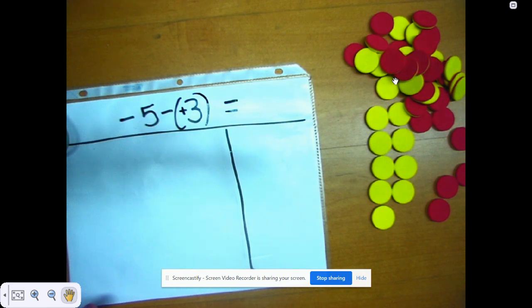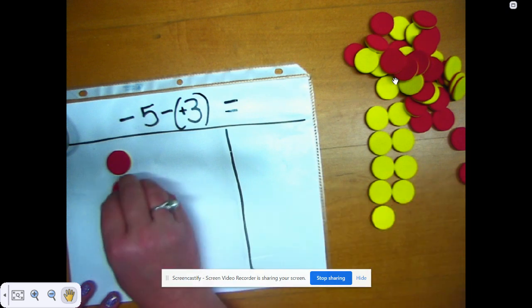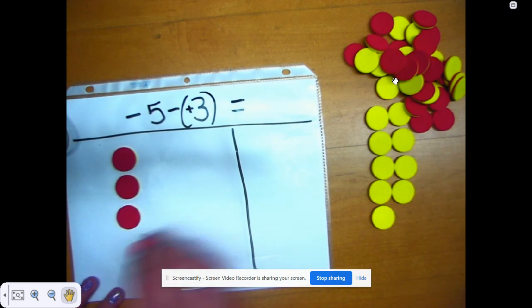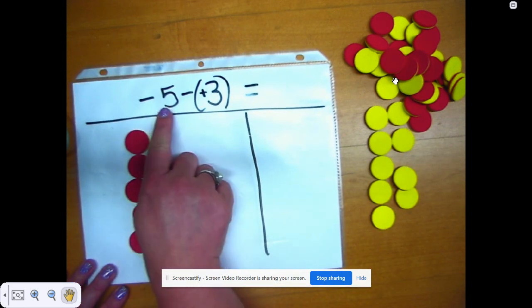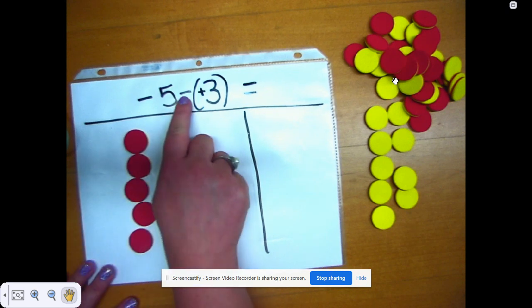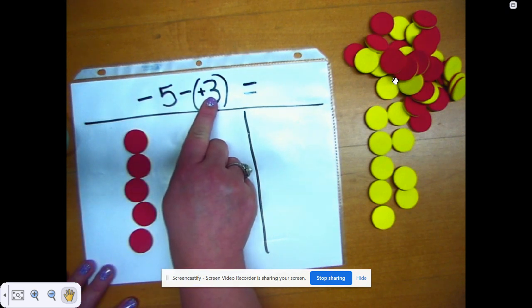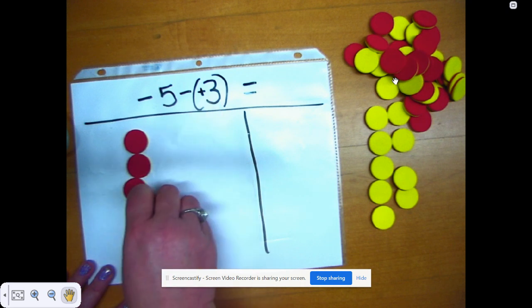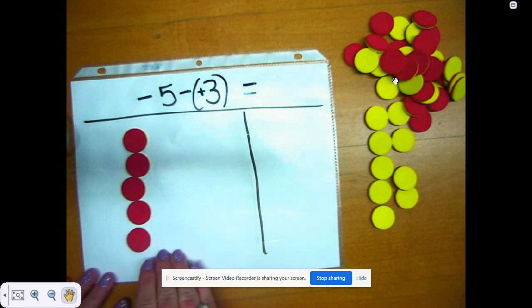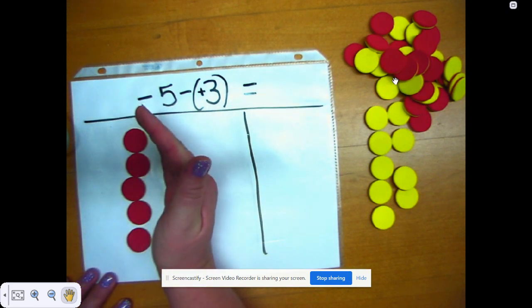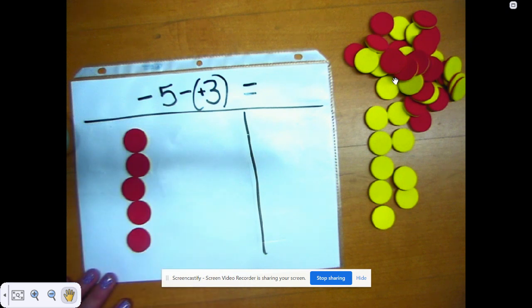Let's set that up. So if I have negative 5, 1, 2, 3, 4, 5. I have 5 reds because that is negative 5. And this is telling me to take away 3 yellows or 3 positives. I don't have 3 positives to take away. So I need to add something to my board that still gives me negative 5, but it also gives me some positive counters to take away. So I'm going to add 3 zero pairs.